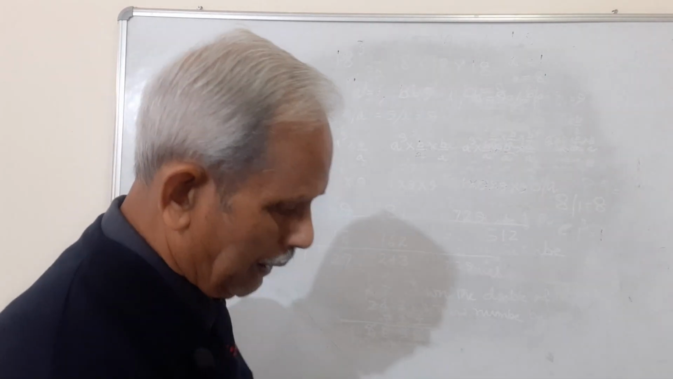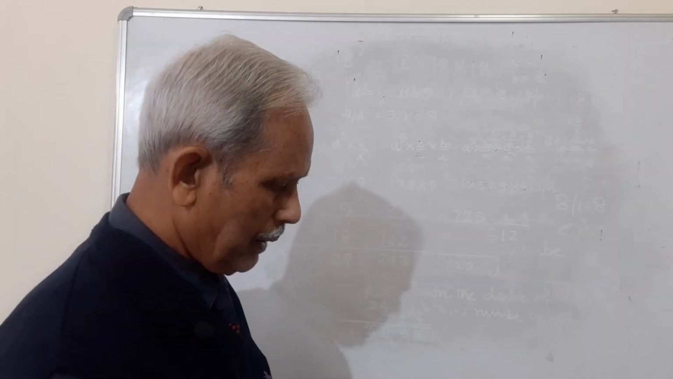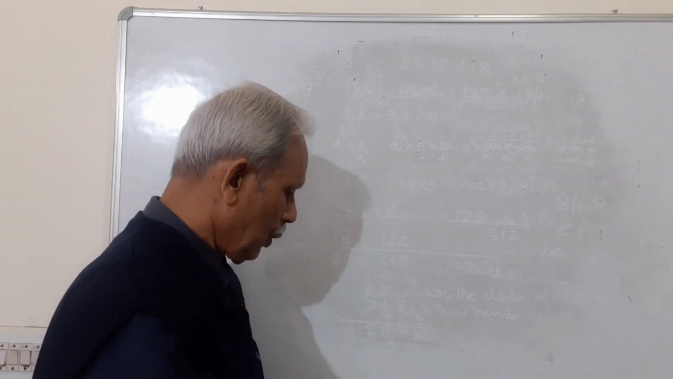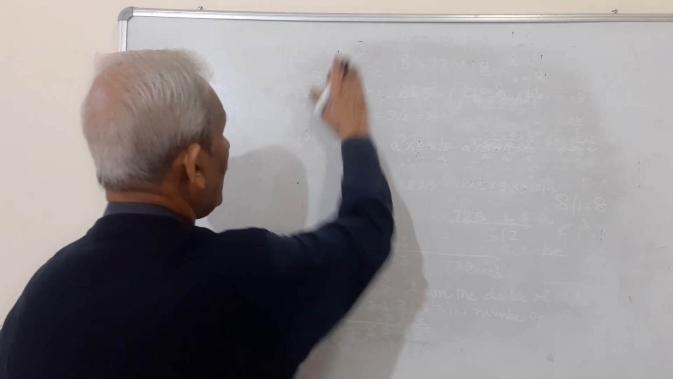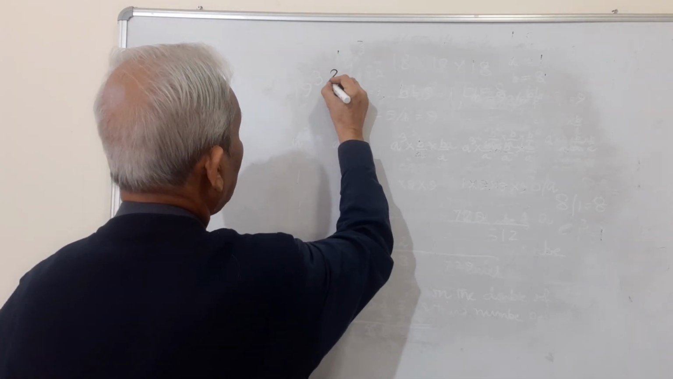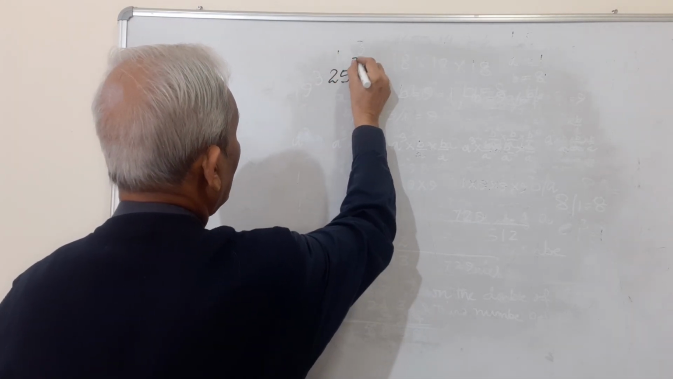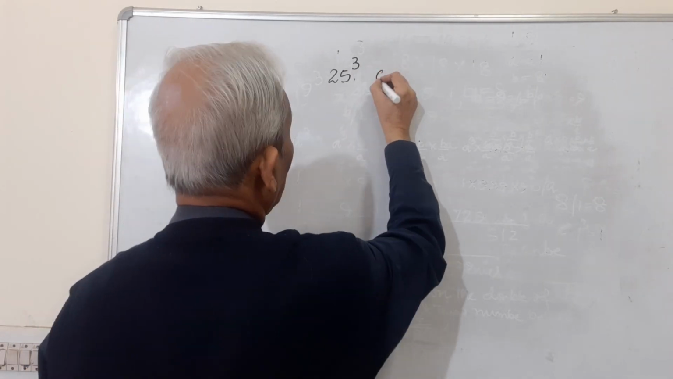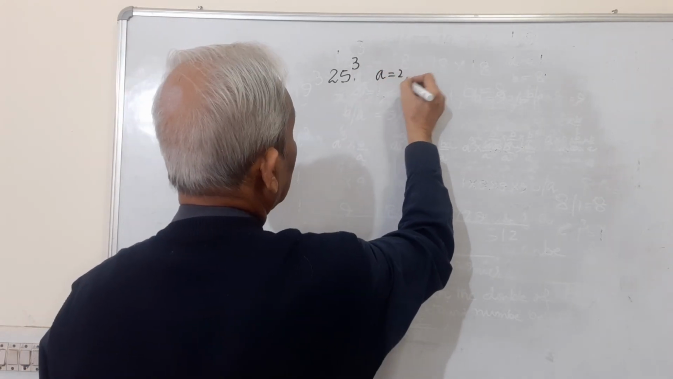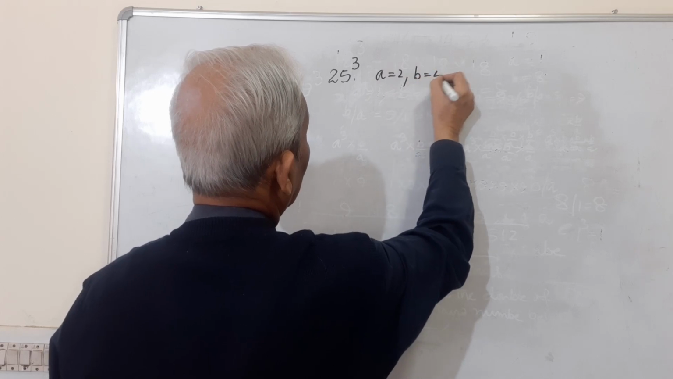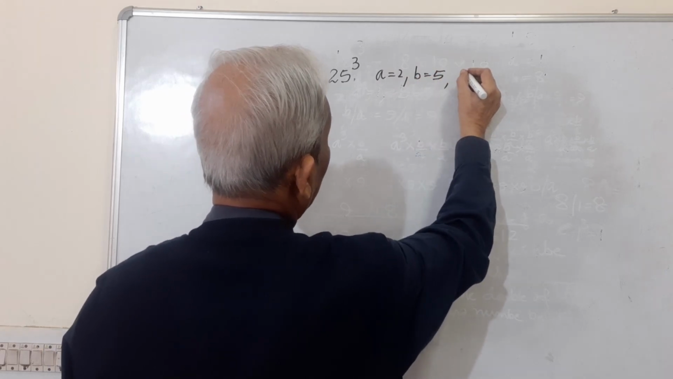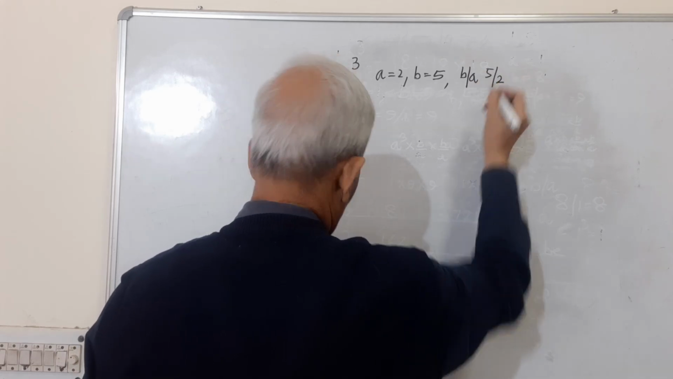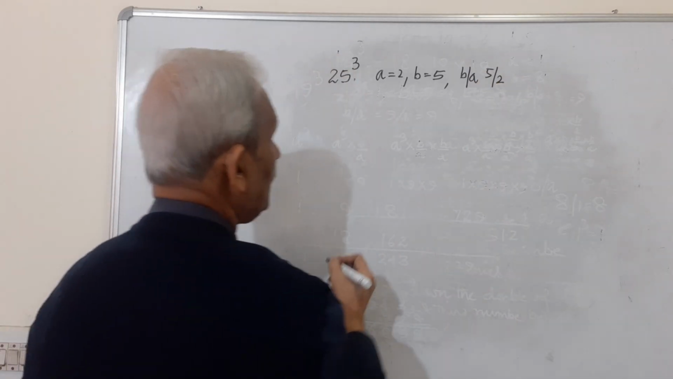So can you see another example? Let me show another example, that is say 25 cube. When you write 25 cube here, a is equal to how much? 2, and b is equal to 5, and then b by a is equal to 5 by 2.